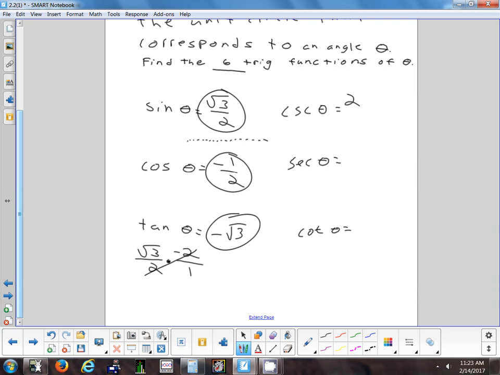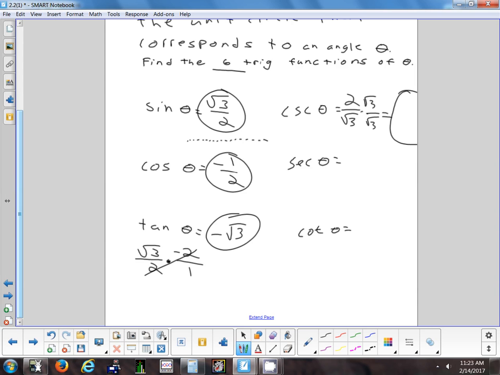Yep, I get 2 over square root 3. Now, numerically, that is correct, but there's a problem with leaving it like that because we have the root in the bottom. Okay, so how do we fix the root in the bottom? Miles? Multiply the numerator and denominator by square root 3. Yep, and can you tell me what I would get when I do that?